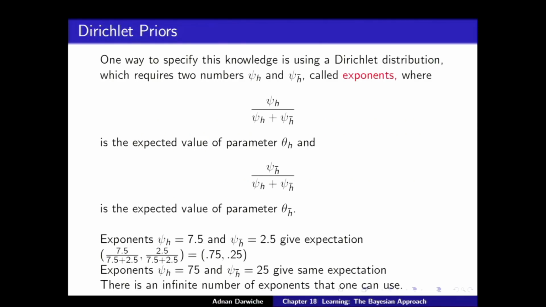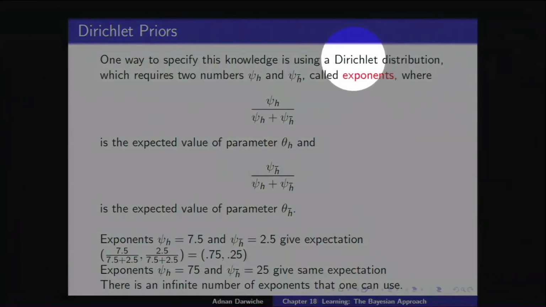And one way to look at it, if you look at it from a practical point of view, is that to specify this Dirichlet distribution, what you really need is two numbers in this case. These are the psi h and psi h prime, and they're called the exponents. So the idea here is, if you have these two exponents, then this would be the expected value of this parameter, right? So you take the psi for h and divide it by the sum of the exponents that gives you this, and then this here ends up being the expected value of theta h prime. So you just took the exponent for h prime and divided it again by the sum.